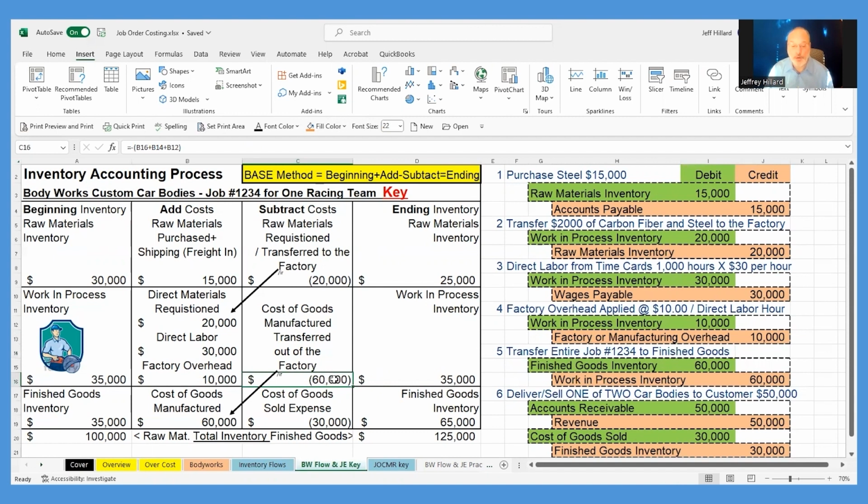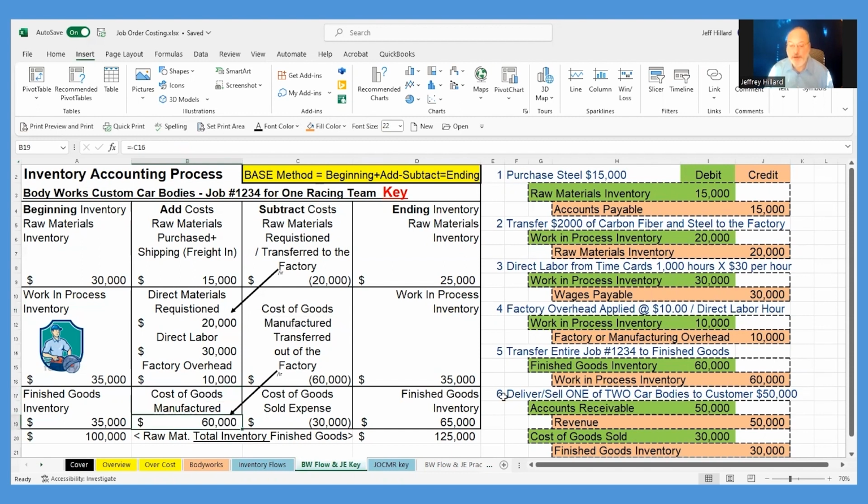$60,000 is the total cost accumulated for these 2 jobs. It's 20 plus 30 plus 10. We're going to transfer them out of the factory into finished goods, and we call this our cost of goods manufactured. Notice this is different than cost of goods sold. Cost of goods manufactured, and we're going to put it in our finished goods warehouse and have it ready for sale.